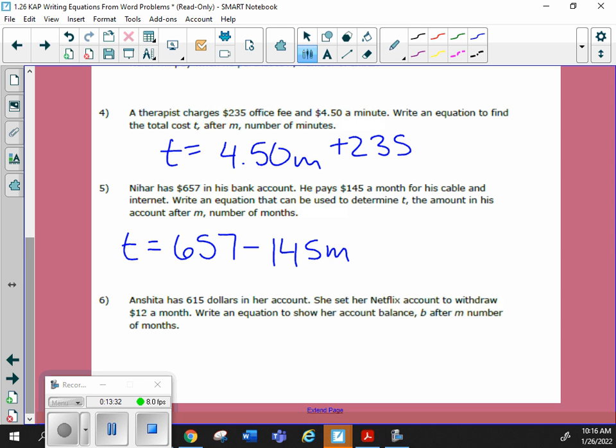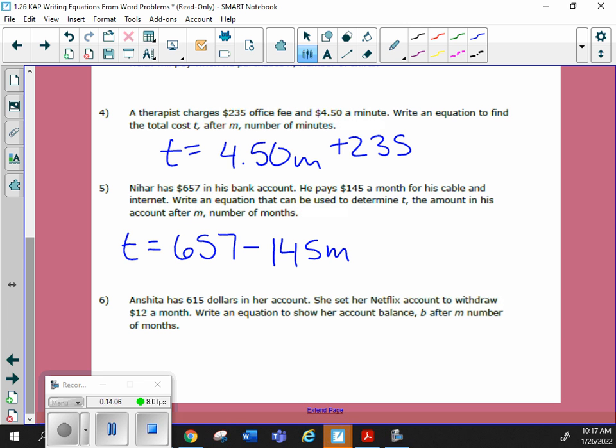In this problem, we're talking about a bank account and then paying each month for a service. Do we agree with that? When I'm looking at T, the amount in his bank account, am I going to be adding to my bank account or losing money from my bank account? I'm going to be losing. So my rate of change in this problem is negative, because it's subtractive, but it's also negative because I'm constantly losing an amount at the same rate every single time.